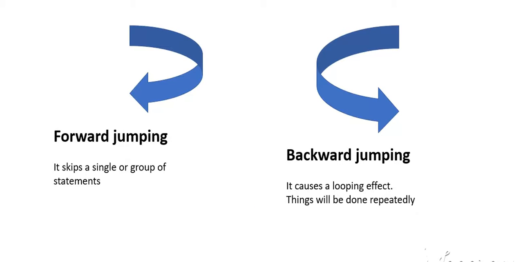The main use of the goto statement is for two purposes. Goto can be used for both forward jumping and backward jumping. What will happen if we apply forward jumping? It skips a single statement or a group of statements in a program, and the program continues by skipping these statements. In the case of backward jumping, certain statements are executed, and at a point, the control of the program is taken back to a particular position. Again, the statements will be repeatedly executed, so that it causes a looping effect.